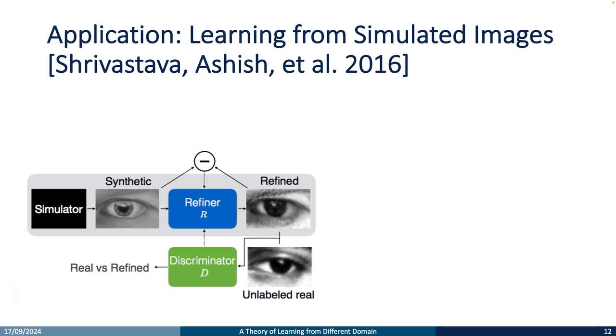Finally, we present a real-world application that demonstrates how to reduce the distance between features and labeling functions. This application is from the work of Shrivastava Ashish et al., 2016. It shows how to generate synthetic data to train a model. In this example, the source domain is the distribution of synthetic images, and the target domain is the distribution of real images. These synthetic images are used to train a model to estimate the angle of eye gaze.